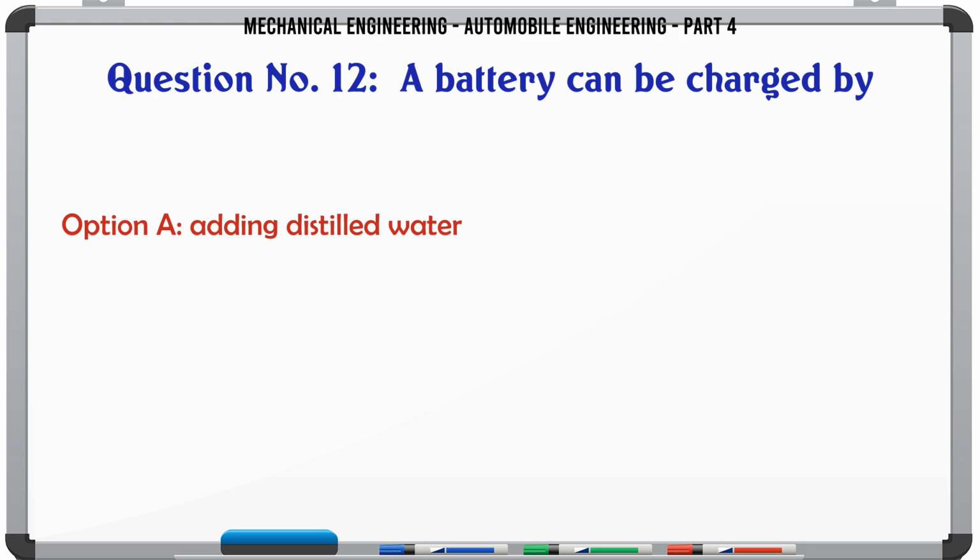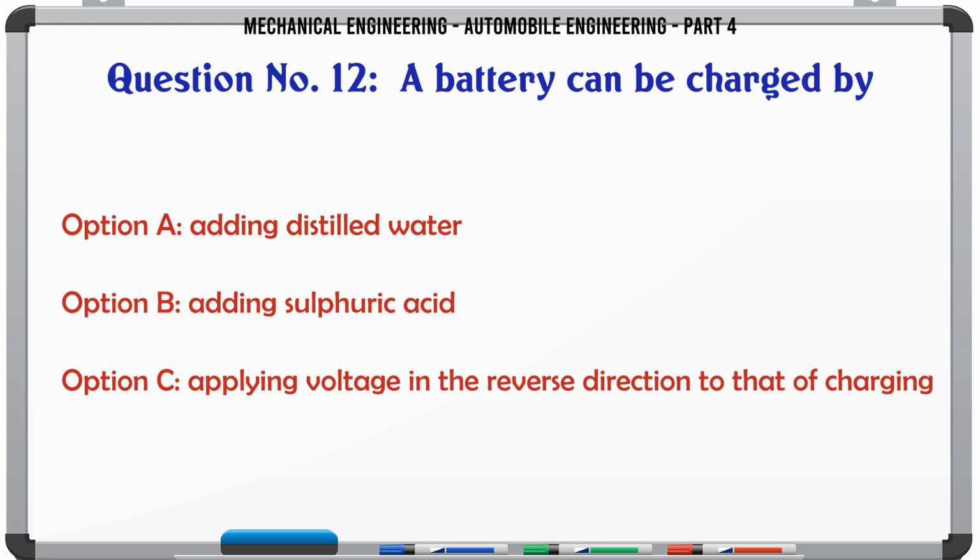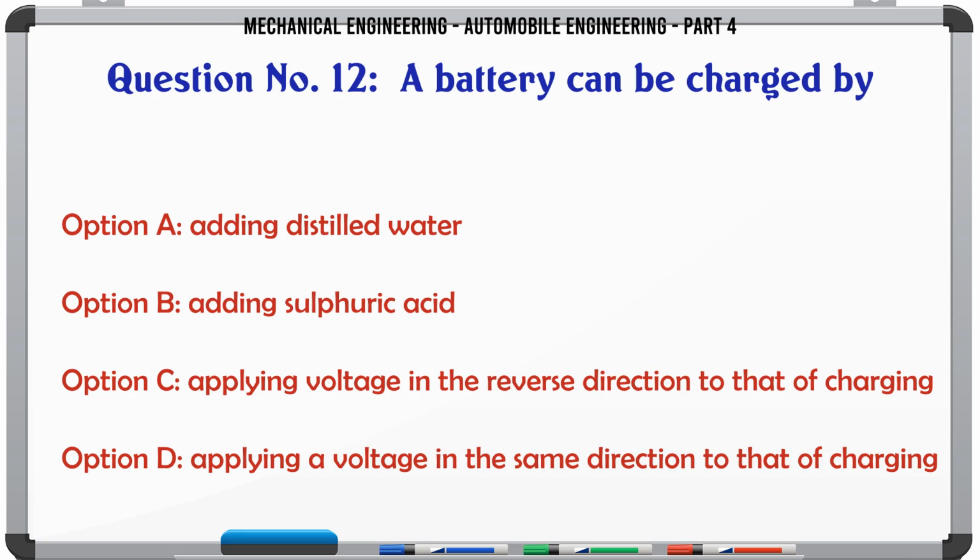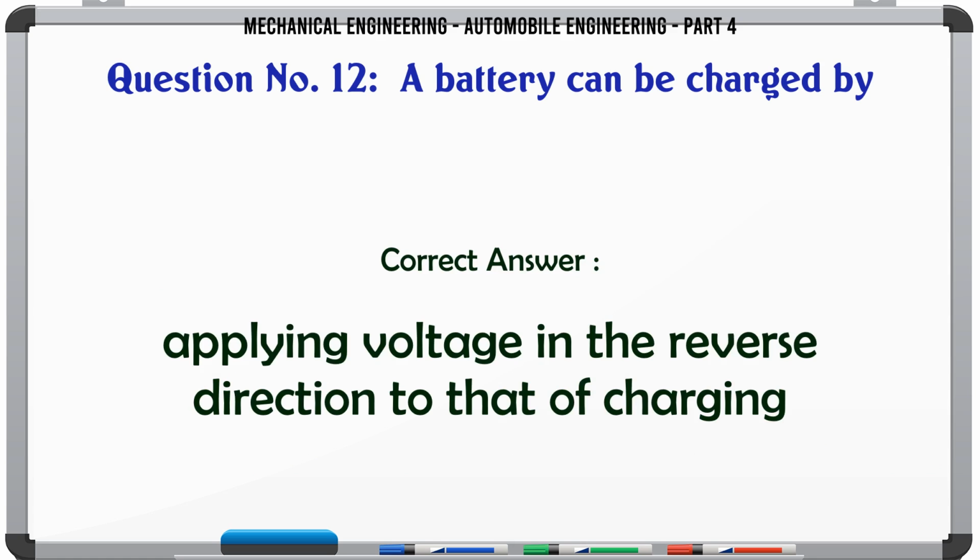A battery can be charged by A. adding distilled water. B. adding sulfuric acid. C. applying voltage in the reverse direction to that of charging. D. applying a voltage in the same direction to that of charging. The correct answer is applying voltage in the reverse direction to that of charging.